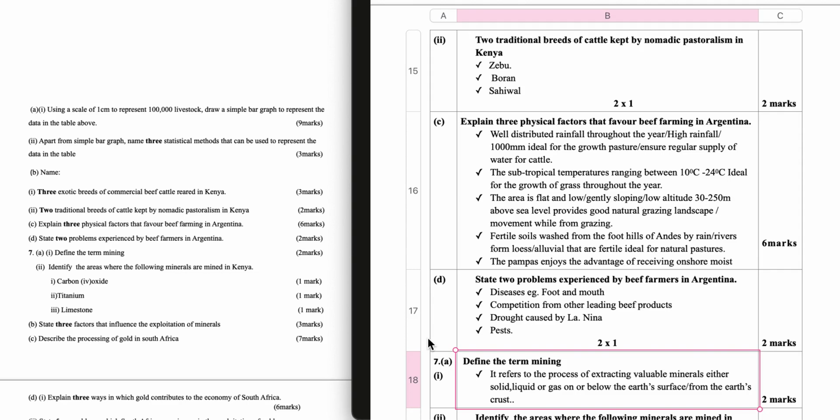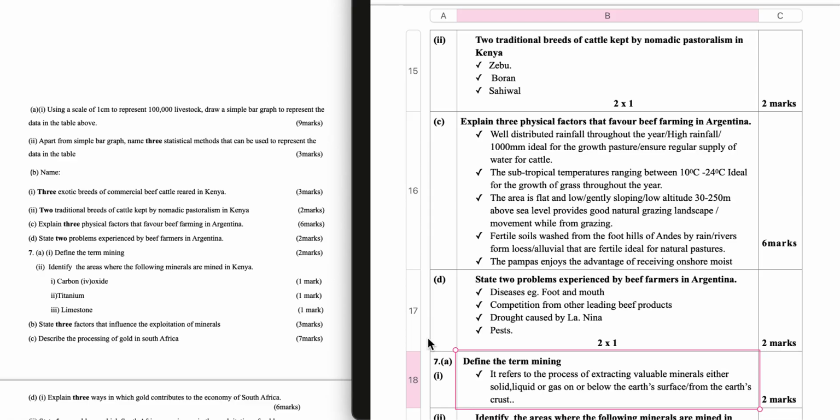Question 7a. Define the term mining. It refers to the process of extracting valuable minerals, either solid, liquid or gas, on or below the Earth's surface.